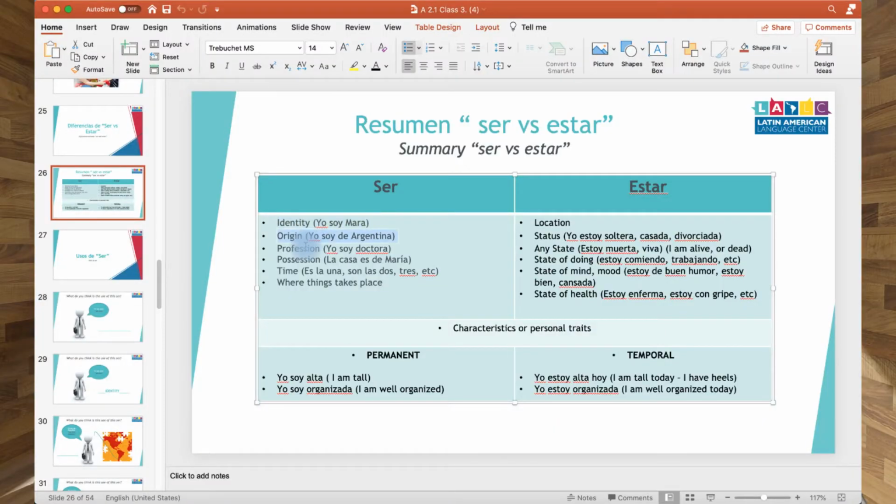So, but only in personal traits. So let's come back to the summary here. You see, we saw identity, origin, profession, possession, time, and where things take place. And then the only things that are permanent or temporal is the characteristics. I have many students that have the wrong concept, and I don't know where it's not an updated explanation that estar is for temporal things and ser for permanent, because yes, it is, but it's just in the characteristics of the personal traits, not in everything, okay?